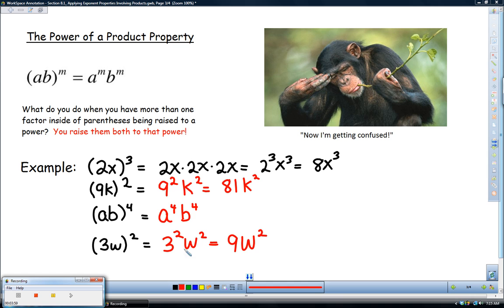Okay, check your answers. 9k squared means 9 squared k squared. 9 squared, of course, is 9 times 9, 81. 81k squared. This is pretty straightforward. A to the 4th, b to the 4th. And same thing here. This is 3 squared w squared, giving you 9w squared.